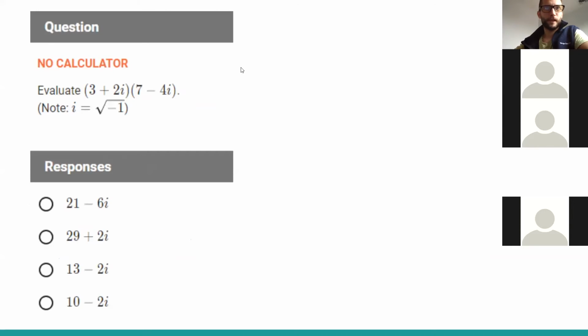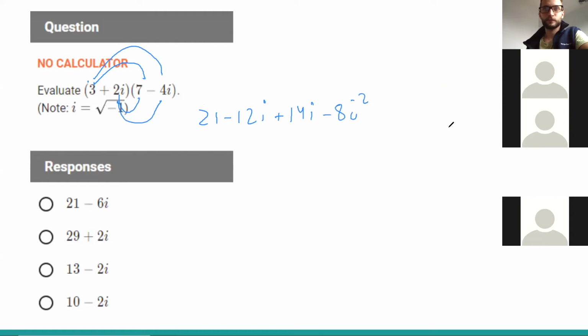I'm going to walk you through this question, and then I'm going to give you the next problem to do. So here, let's take a look. What if we have to multiply them? Everyone here knows how to FOIL, so we're going to FOIL. First, 3 times 7, 21. Outer, 3 times negative 4i, minus 12i. Inner, 2i times 7, plus 14i. And last, 2i times negative 4i is minus 8i squared. All right? So then we have negative 12i and plus 14i.